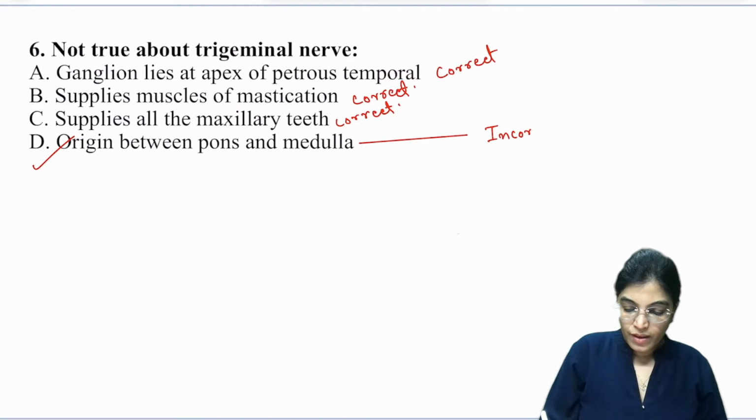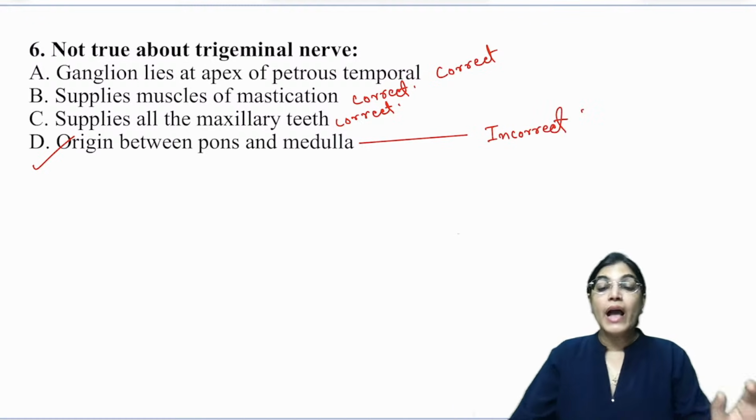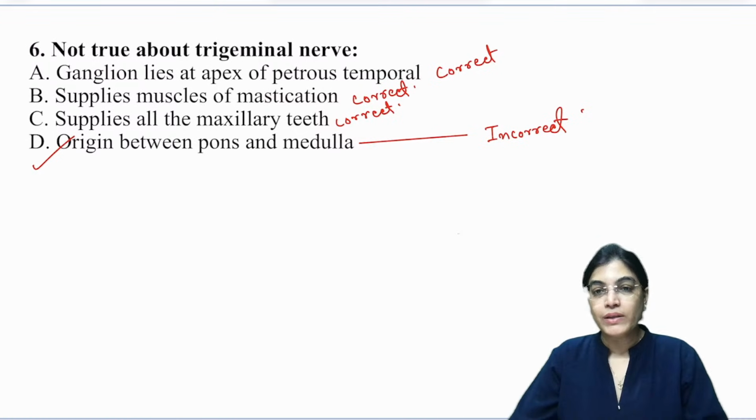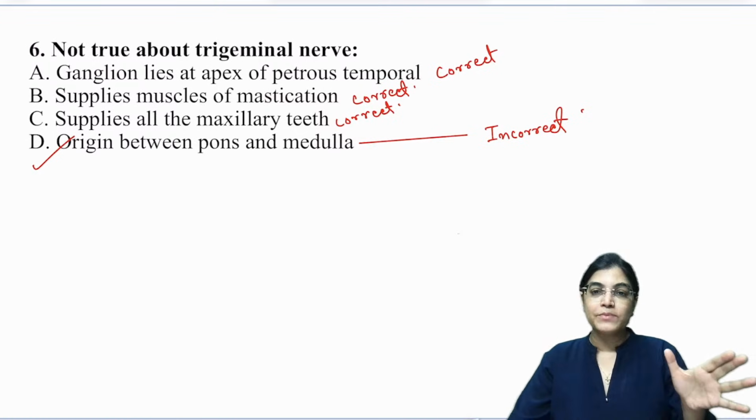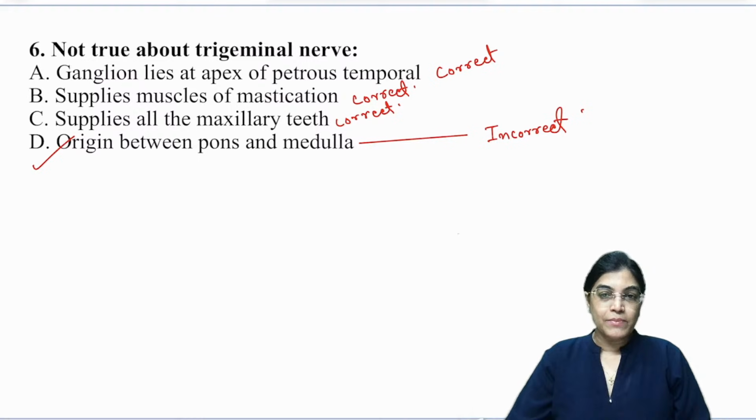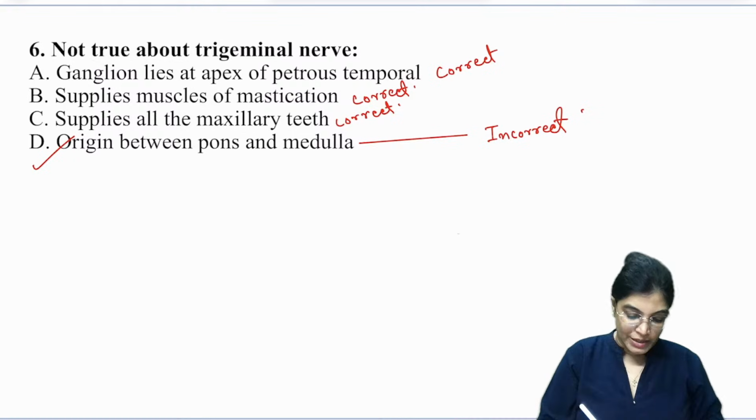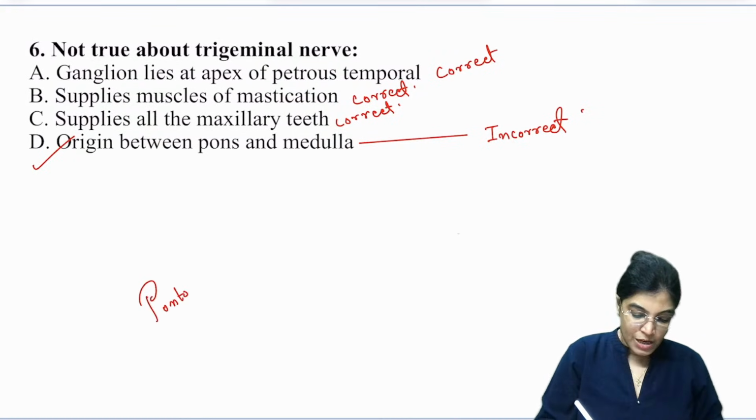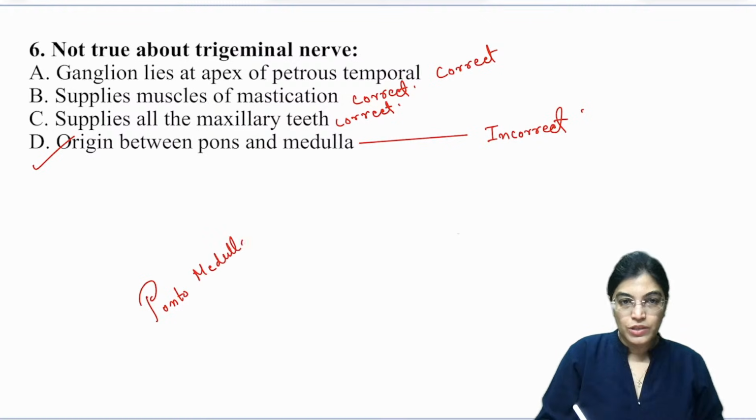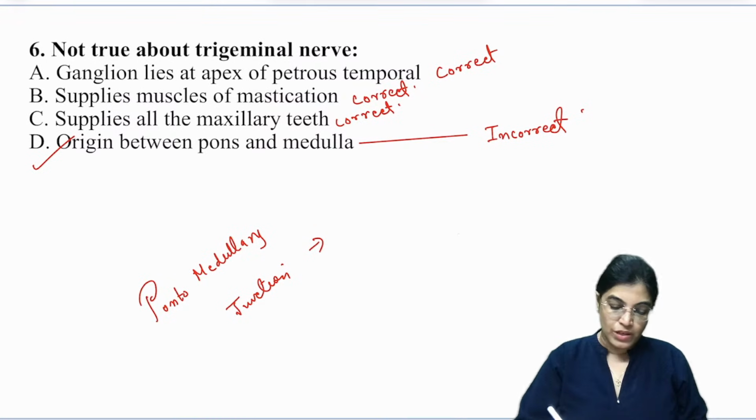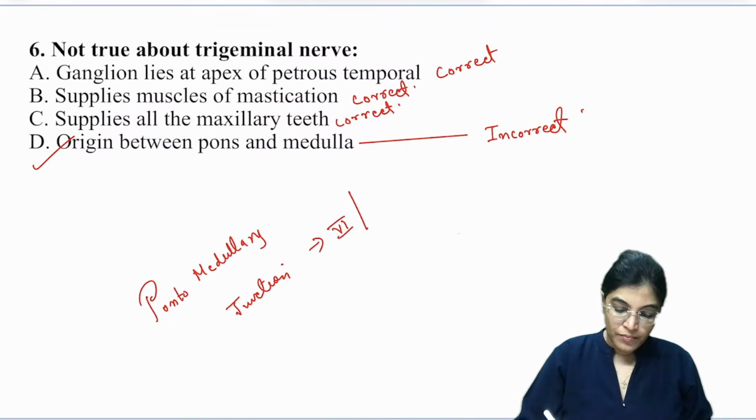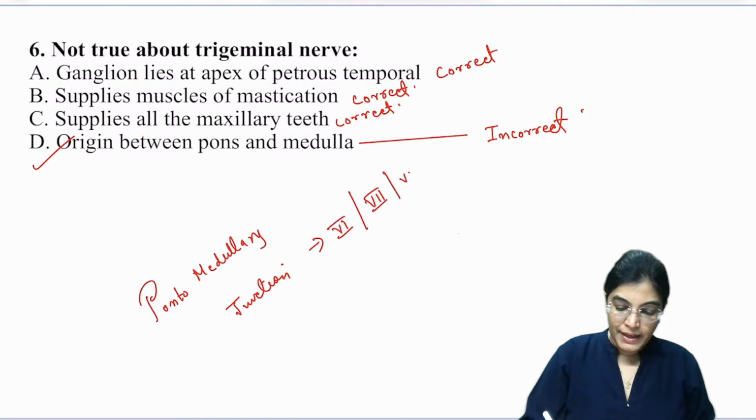Why? I will tell you. From the ventral aspect of the pons, the trigeminal nerve emerges, both the sensory and the motor component, not from the pontomedullary junction. Just a quick revision: at the pontomedullary junction, the nerves traversing from medial to lateral are the 6th cranial nerve, the 7th cranial nerve and the 8th cranial nerve.